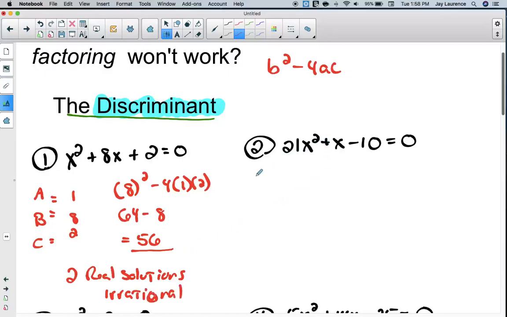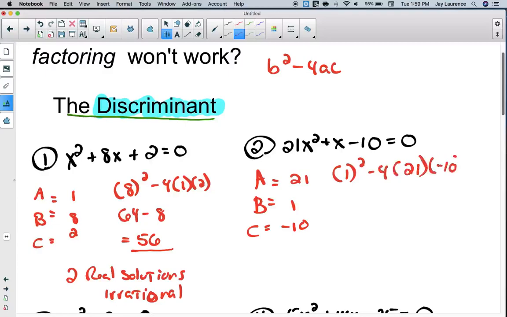All right, let's check this one out. Number 2, got to do A, B, C. Easy as 21, 1, negative 10. If I do this one, I'm going to get 1 squared minus 4 times A times C. All right, well, 1 squared is 1. It's going to be plus because I'm going to multiply 2 negatives. 4 times 21 times 10 is 840. That's going to be 841.